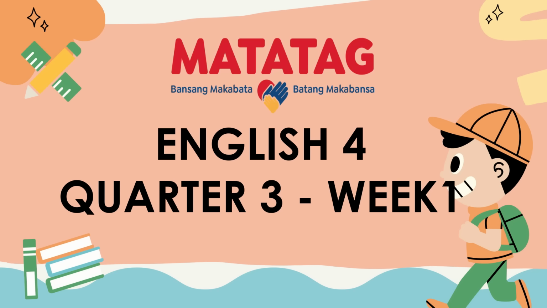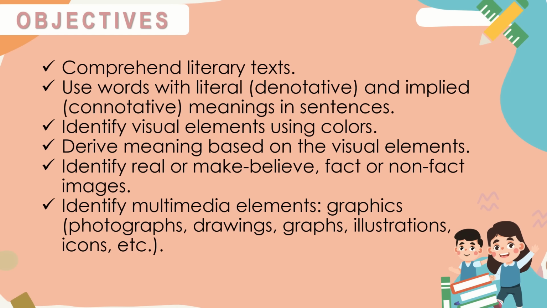English 4, Quarter 3, Week 1. Matatag Curriculum. For the objectives, comprehend literary texts. Use words with literal, denotative, and implied, connotative meanings in sentences.